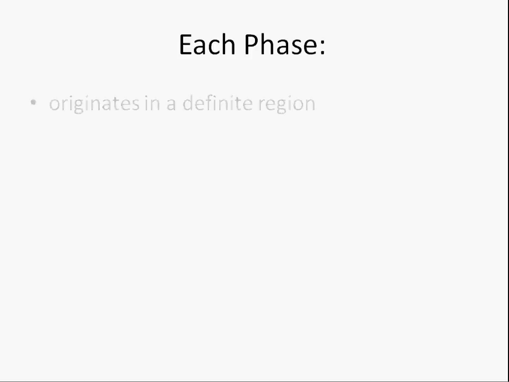So as we look, each phase originates in a definite region. So in other words, it has its start in a definite place. Now that doesn't mean that's where it has its finish, and actually, as we would see, although they originate in definite regions, these phases happen at different times in different regions.